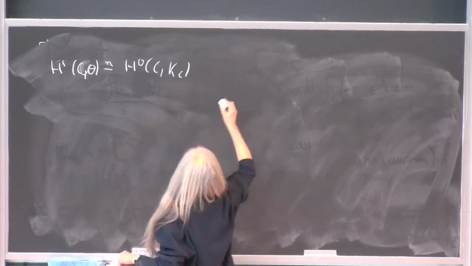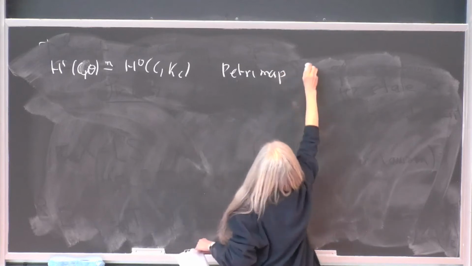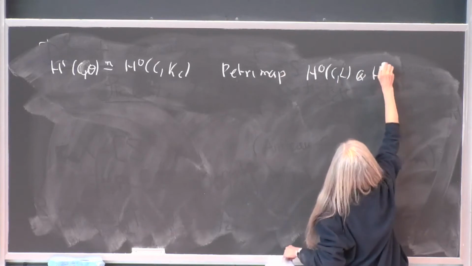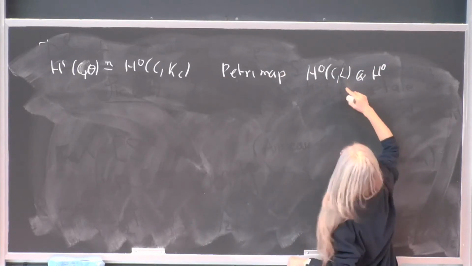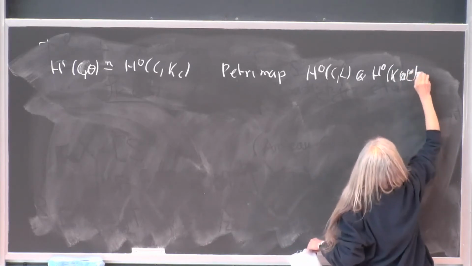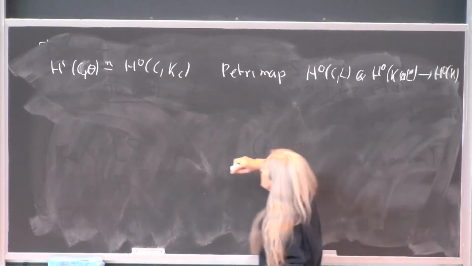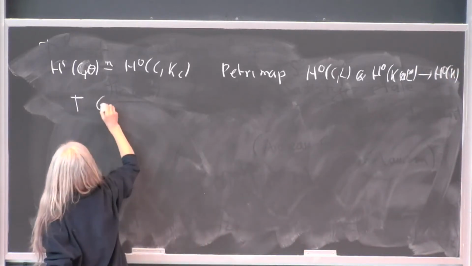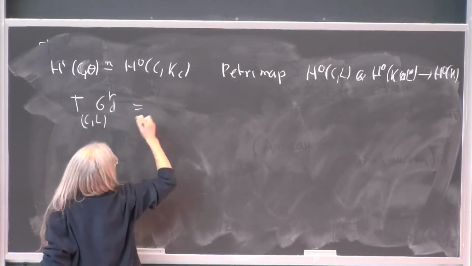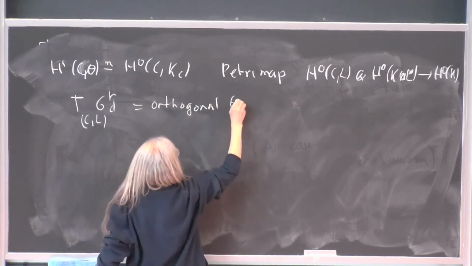And then there is a natural map, which is called the Petri map, which maps H0 of C, L, and that's the space of sections of the line bundle, tensor its dual, and we just multiply sections, and we land in here. And the tangent space to the GRD at the point C, L, assuming it is a complete series, would be the orthogonal to the image of this map.